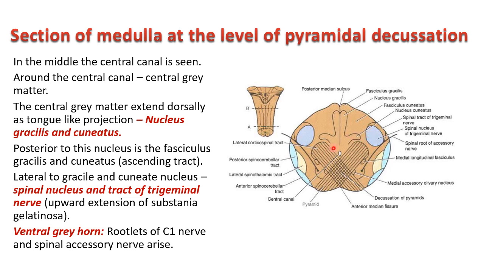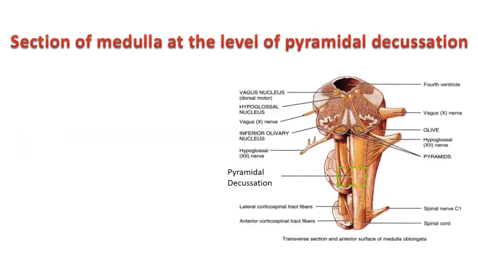Then you are able to see the ventral gray horn. The ventral gray horn is actually cut by these fibers which are crossing, called the pyramidal decussation. What arises from the ventral gray horn is your C1, first cervical nerve fiber, because we are at the lowermost part of the medulla, and the spinal accessory nerve, which is going to innervate your sternomastoid and the trapezius muscle.